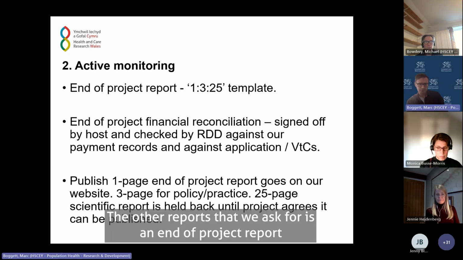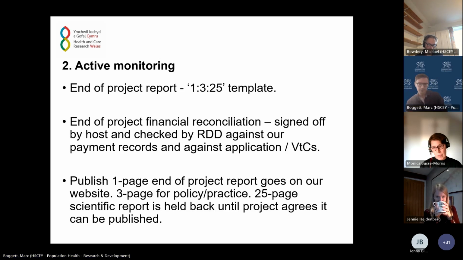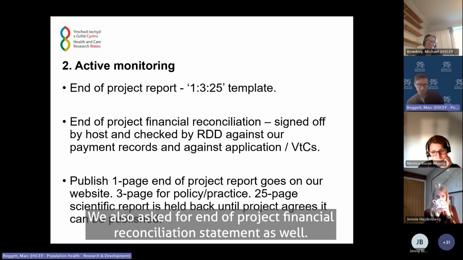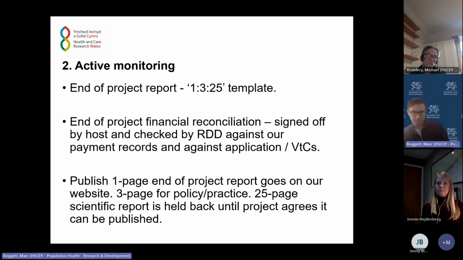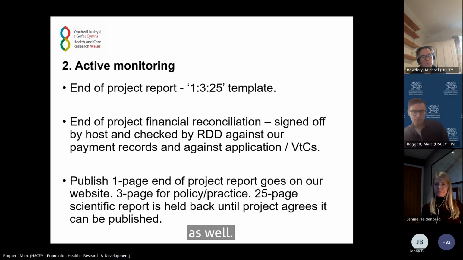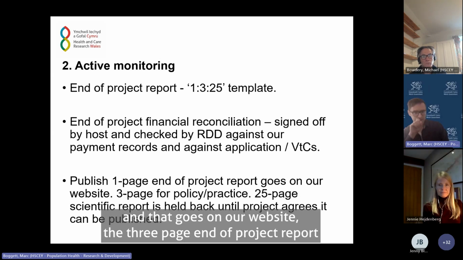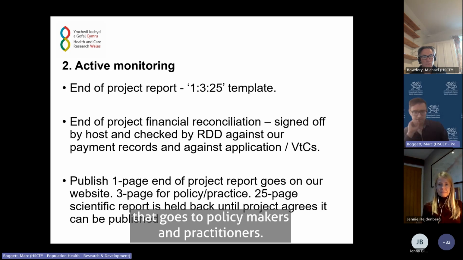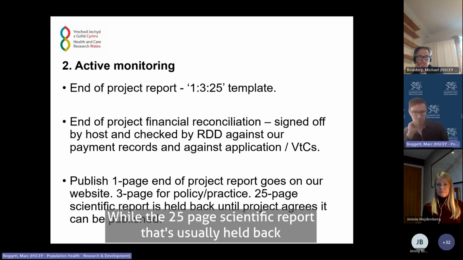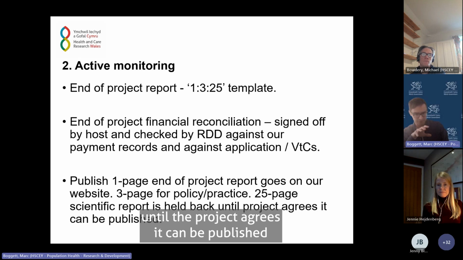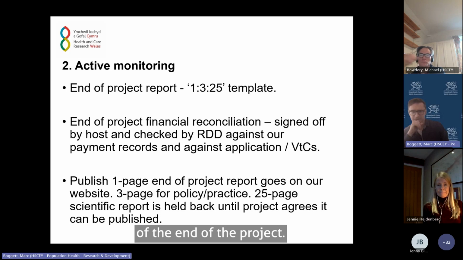The other reports that we ask for is an end of project report that Michael's mentioned. It's in the 1/3/25 format. We also ask for an end of project financial reconciliation statement, and that's signed off by the host and checked by RDD. We also publish the 1-page end of project report, and that goes on our website. The 3-page end of project report goes to policy makers and practitioners, while the 25-page scientific report is usually held back until the project agrees it can be published, because they need to go to journals, etc. But we aim to publish that within about a year of the end of the project.